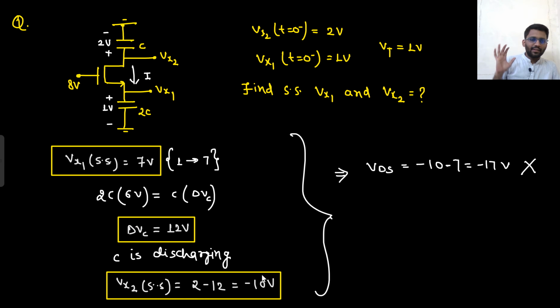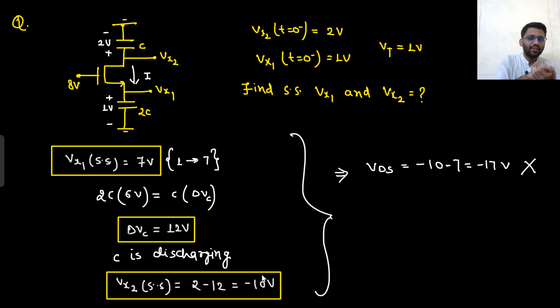We tried to solve this problem in the same manner that we studied. What we have studied is that 2C can charge up to 7 volt. When we did that, what did we get to know? That if 2C is getting 6 volt, then C will lose 12 volt. If C is losing 12 volt, then C will be at minus 10, and source will be at 7.